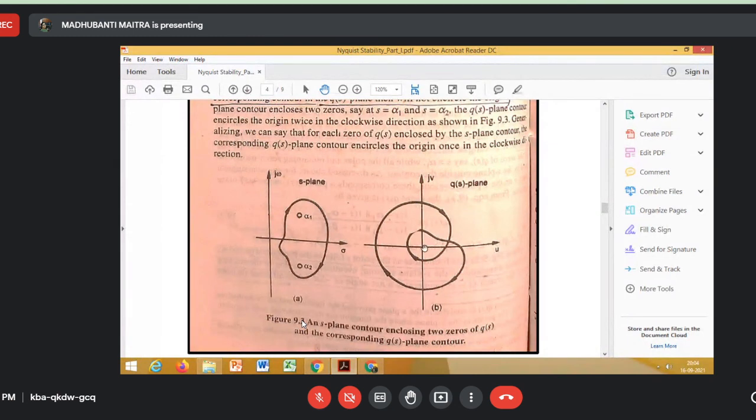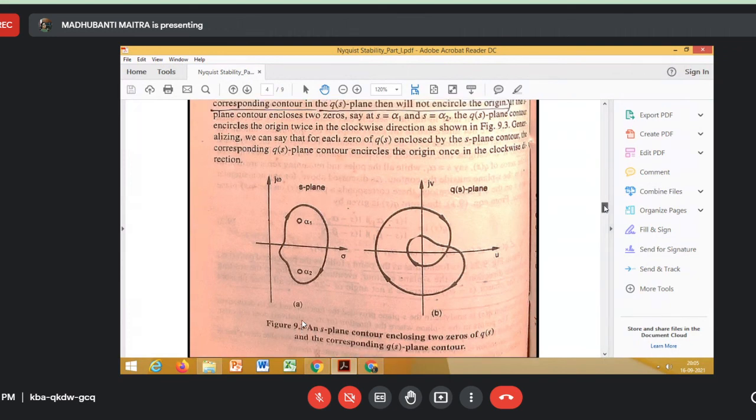So the number of encirclements of the origin of the QS plane by the QS plane contour will be equal to 2, and the direction will be clockwise. So this is one encirclement and this is the second encirclement, right? Have you understood this? Is it absolutely clear?